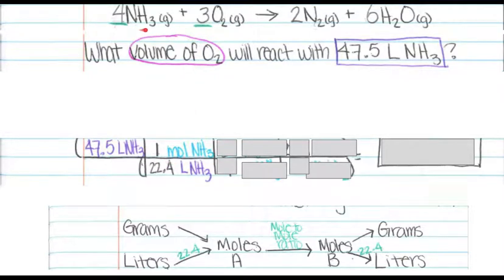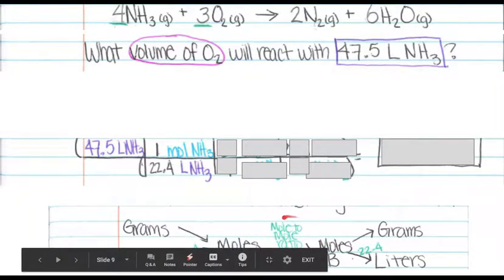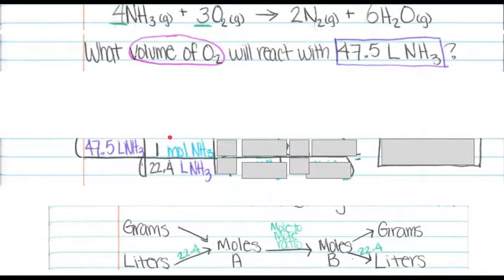Now I can switch from moles of ammonia to moles of oxygen, moles A, moles B, by using this mole to mole ratio. In other words, the coefficient in the balanced chemical reaction, right? So what goes up must come down. We're going to write moles ammonia. And the units I'm desiring in this step is oxygen. So we're going to say moles oxygen, right?